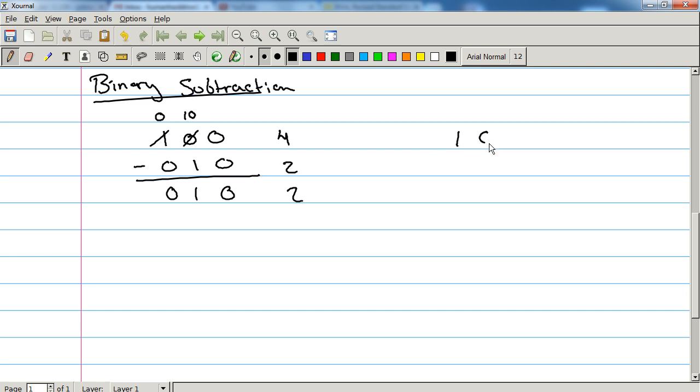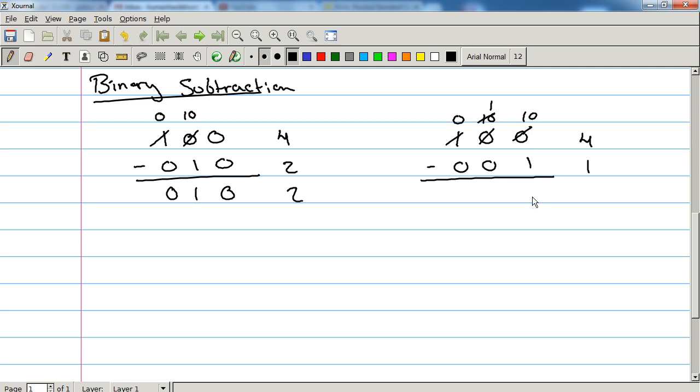We'll do 1, 0, 0 minus 0, 0, 1, which is binary 4 minus binary 1. So 0 minus 1 you can't do. You have to borrow. You can't borrow from this because it's 0, so you have to borrow from here. So this becomes a 0. This becomes a 2. You borrow from the 2. This becomes a 1. This becomes a 2.